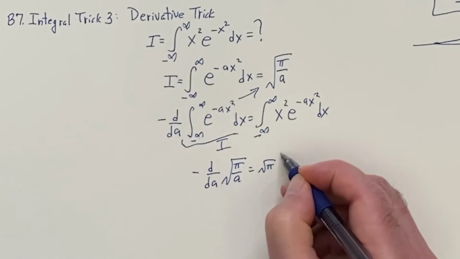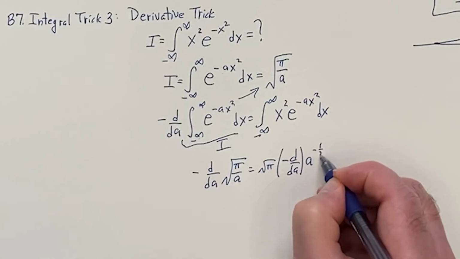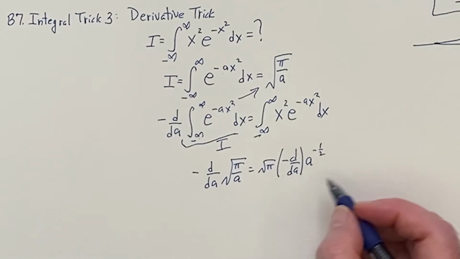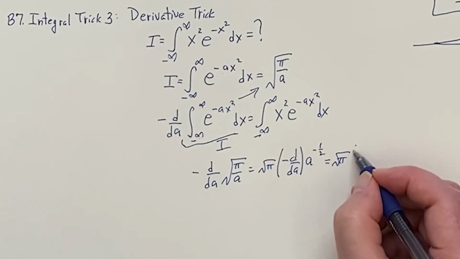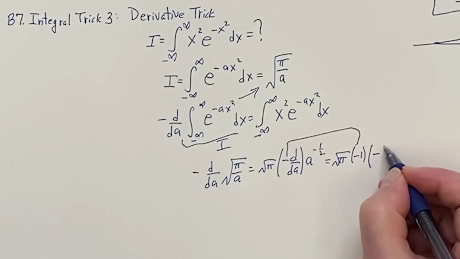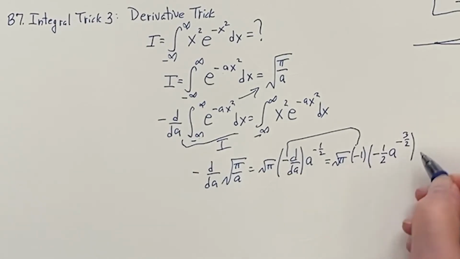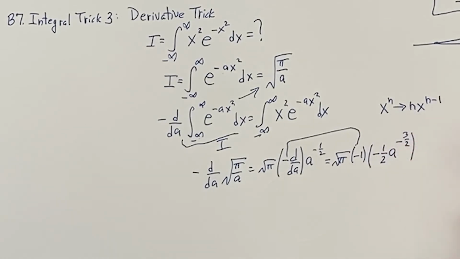This is the square root of pi. And then we have minus d/da. And we have a to the minus 1/2 power. Just to write that as a power. So then what we do here is the square root of pi, and then that minus sign is still there. But then here, taking derivative, you get minus 1/2 a to the minus 3/2. You know, using the power rule, x to the n is going to get you n x to the n minus 1. Where here the n is negative 1/2, so negative 1/2 minus 1 is negative 3/2.